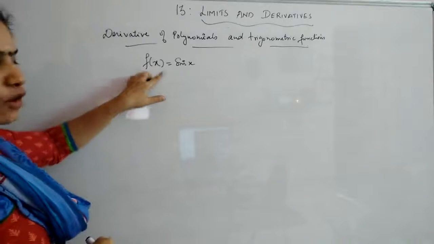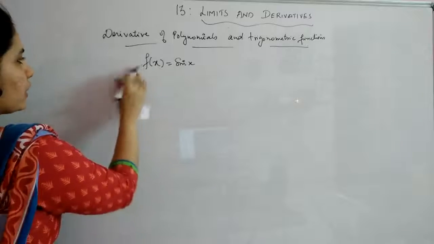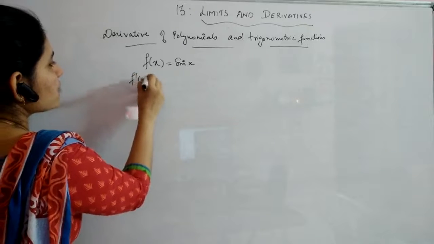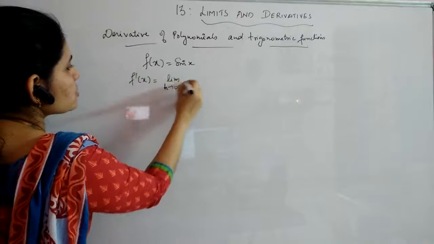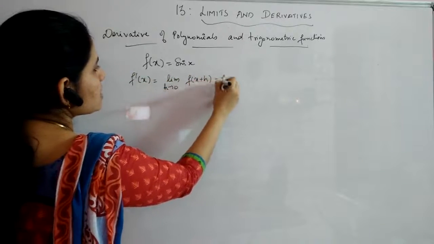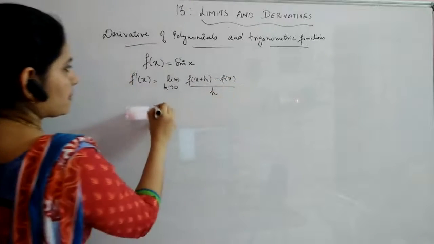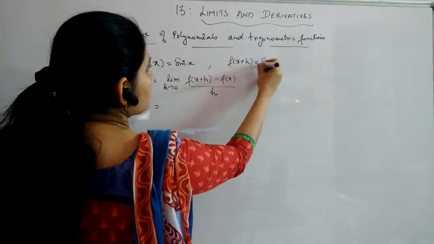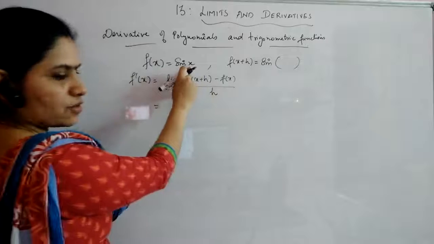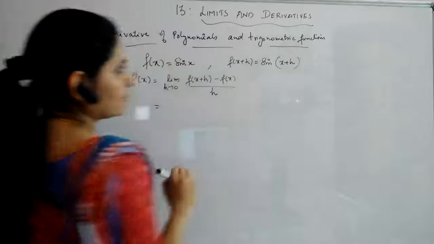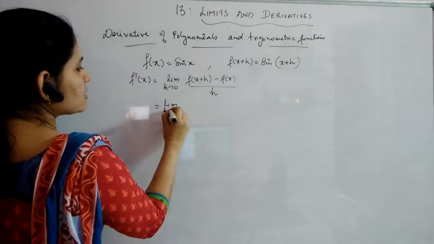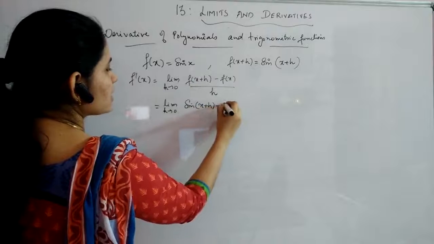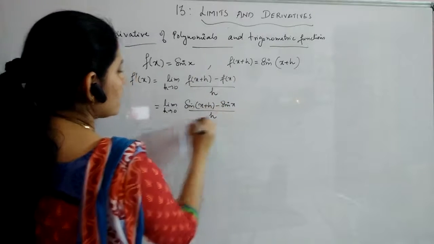What will be the derivative of the trigonometric function sin x? For that we will use the first principle of derivative, okay? And what is that? F dash of x is equal to limit h tends to 0 f of x plus h minus f of x divided by h, right? Now if f of x is sin x, what will be f of x plus h? It will be sin of, wherever you have x, you have to replace it with x plus h, okay? So limit h tends to 0, instead of f of x plus h, you will have sin of x plus h minus sin x whole divided by h.